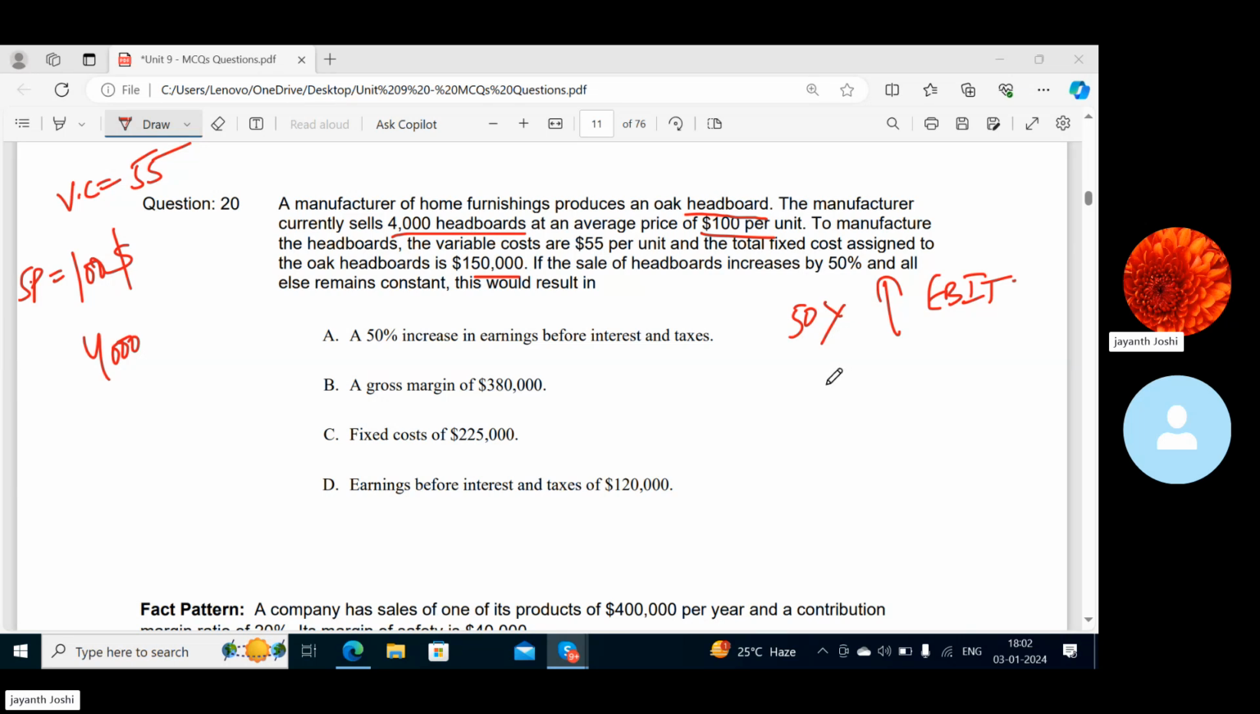So what is the right answer and option we have to see? A 50% increase in earnings before interest and taxes, if the sale of headboards increases by 50%. We will find out the EBIT before and the EBIT afterwards, and we can check. EBIT is nothing but contribution. How will you find out the contribution? Sales minus variable cost, right? So what is your sales?